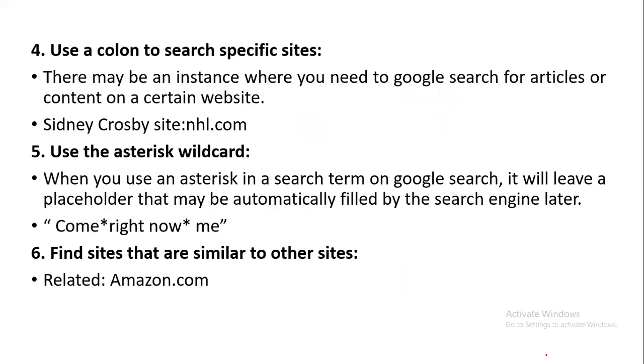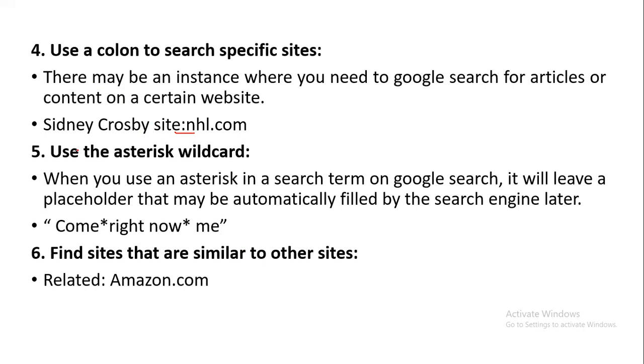In the next trick, you will use a colon to search specific websites. Suppose you want some data and you want to search it on a specific website. So you can use a colon. Suppose I want to search diabetes on Wikipedia. I will write diabetes, then use the colon and write Wikipedia, and Google will give me the results about diabetes on that specific website.